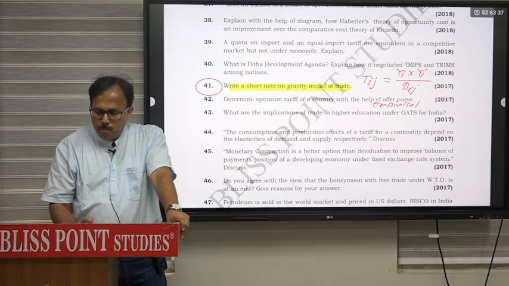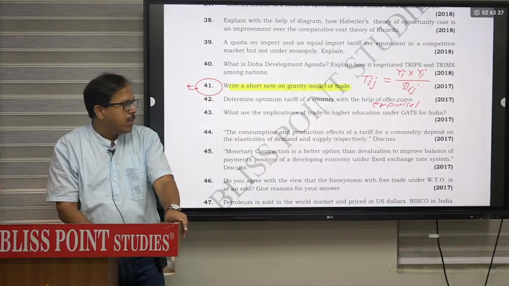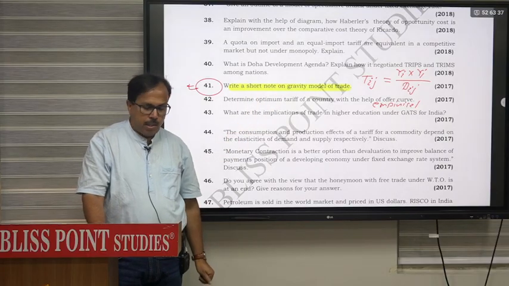Clear? So this was a compulsory question for 10 marks. About 100-150 words you have to write. So you just have to write a short note on the gravity model of trade.